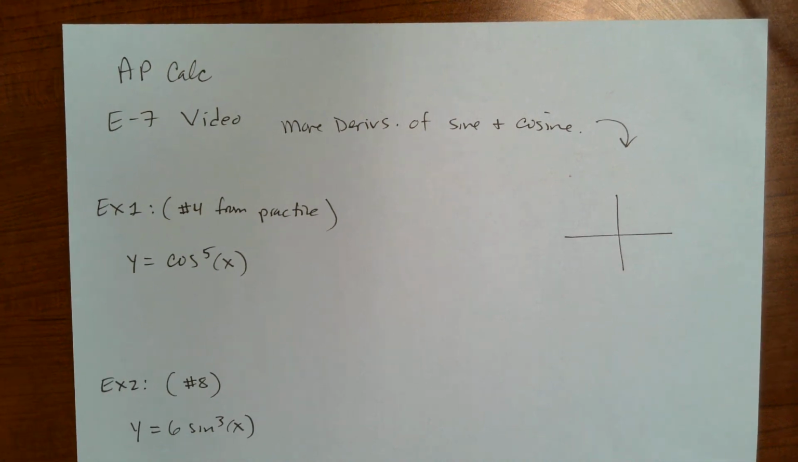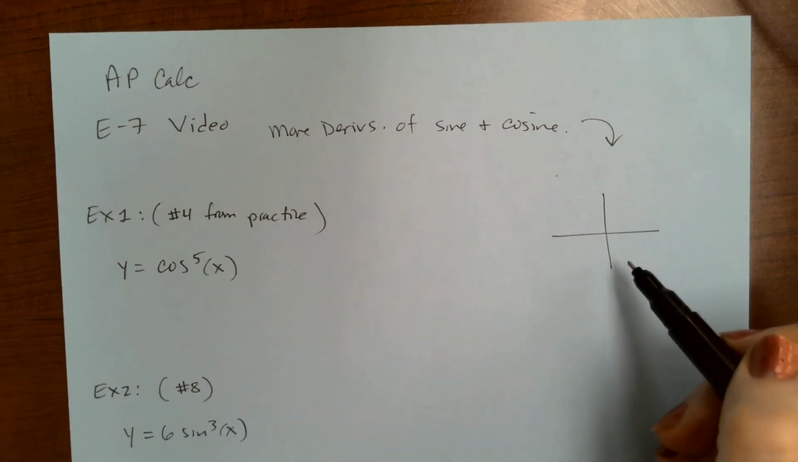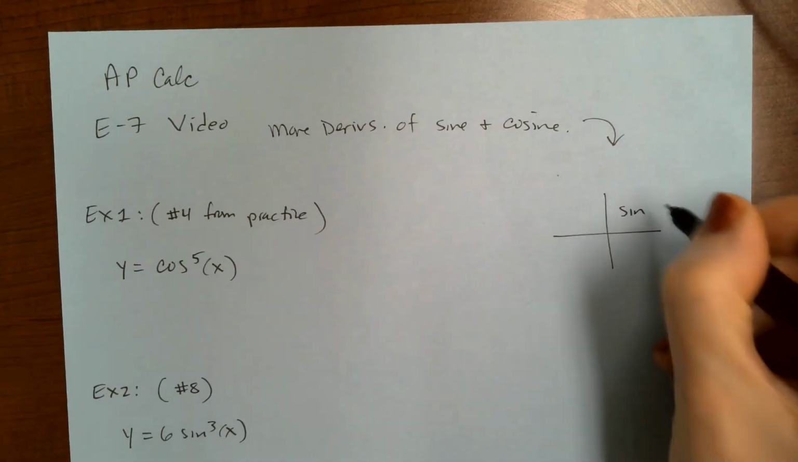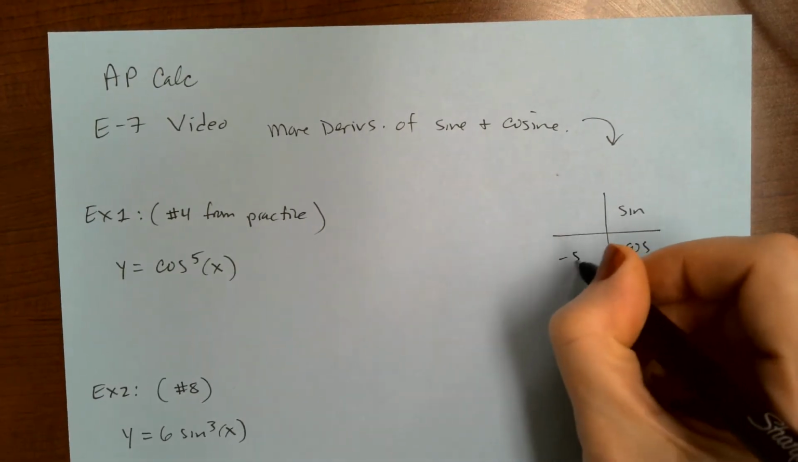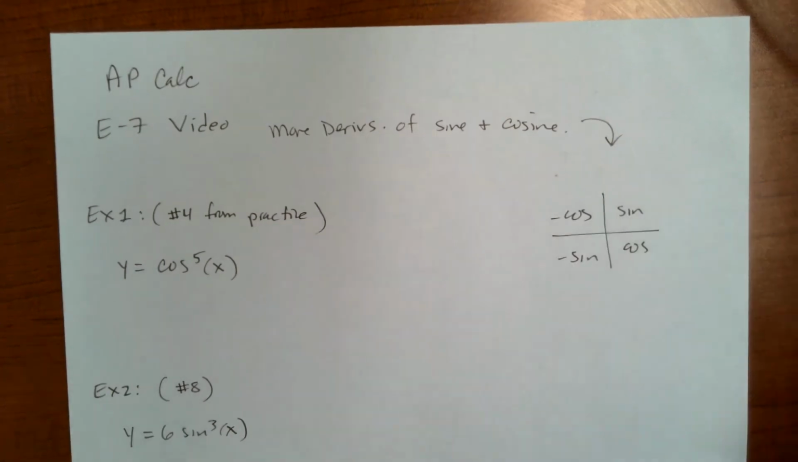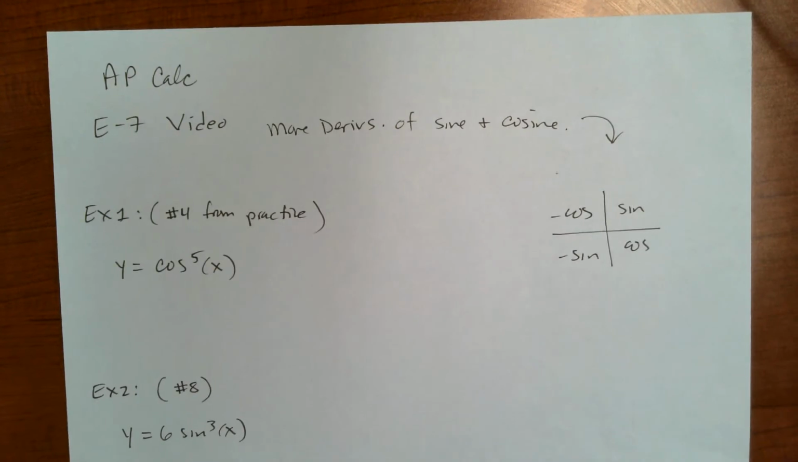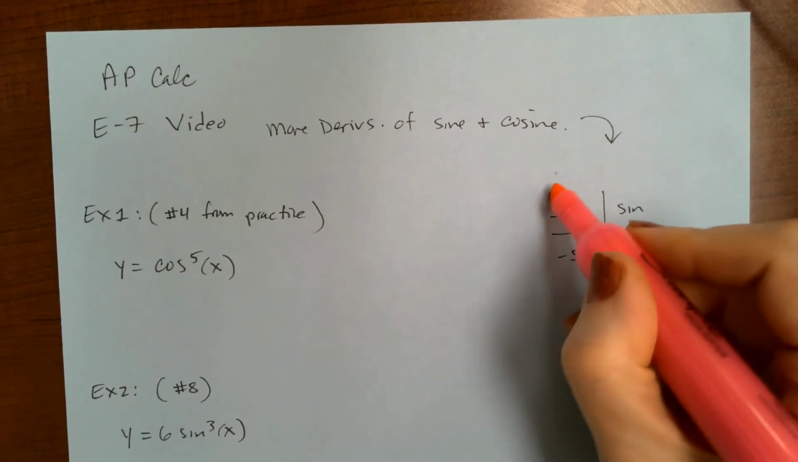Okay, so for E-7 we're going to do more derivatives involving sine and cosine. So let's review this little organizer here. In this, we put sine, cosine, negative sine, negative cosine. This is where we get all of our derivatives that have to do with sine and cosine.